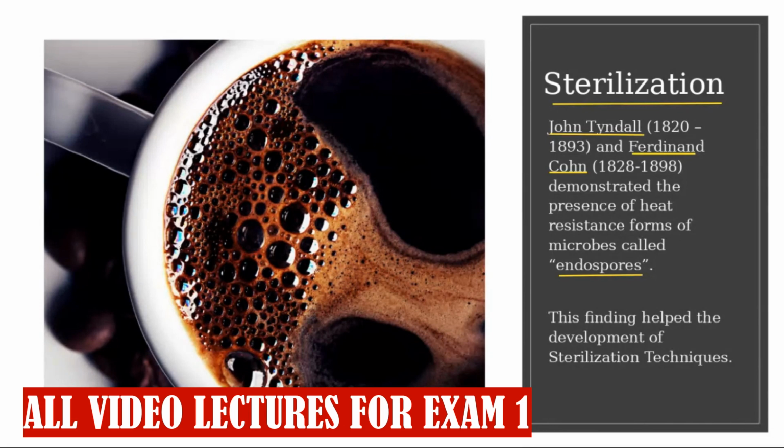This finding gave the idea to other scientists to develop what we call the sterilization technique. Sterilization technique is the technique that will remove all types of microbes, including the highest resistant one, which is the endospore. An example of sterilization is using an autoclave. So the autoclave is used for sterilization to kill or destroy any type of microbes, including the highest resistant, which is the endospore.